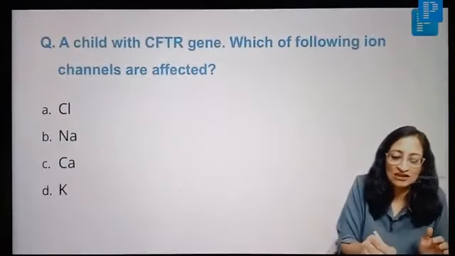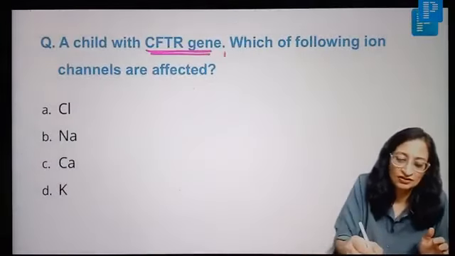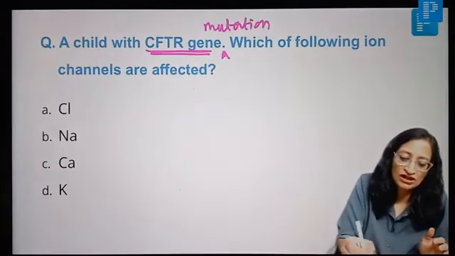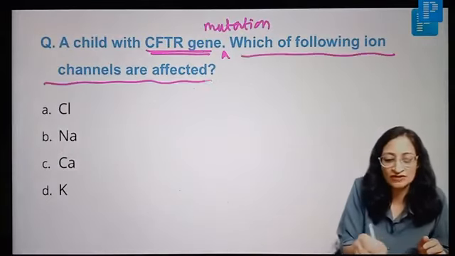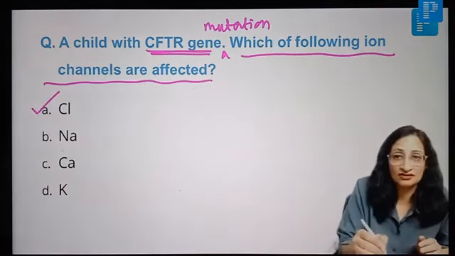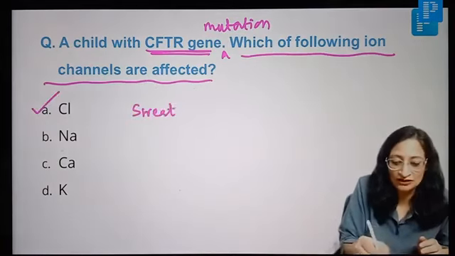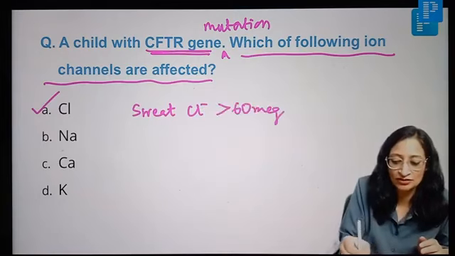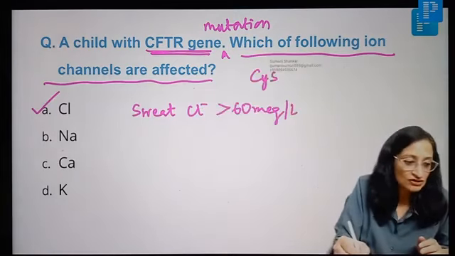Now, a child with CFTR gene mutation is there. Okay, the word mutation got omitted. So a child with CFTR mutation is there. Which of the following ion channels are affected? What is your diagnosis here? You have to tell. The ion channel affected, we all know, is chloride. This is a condition where the sweat chloride levels are elevated to more than 60 milliequivalent per liter. What is the diagnosis here?